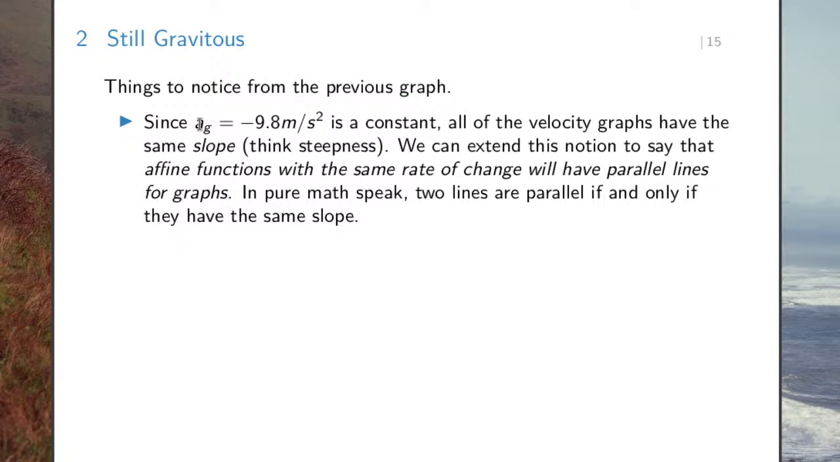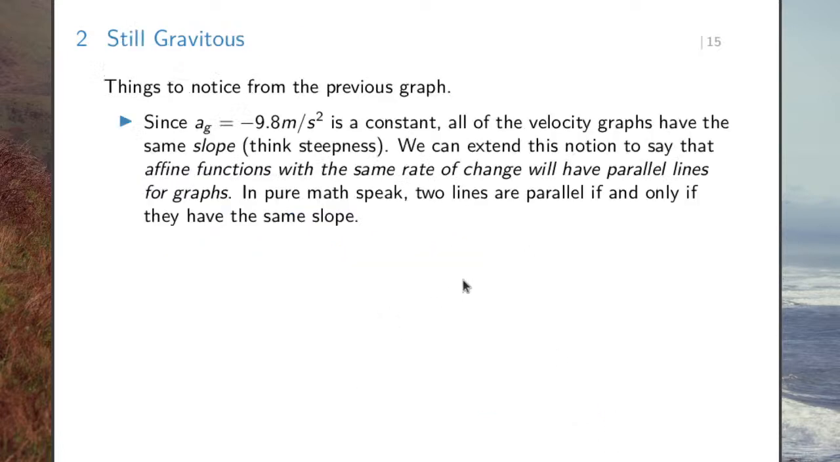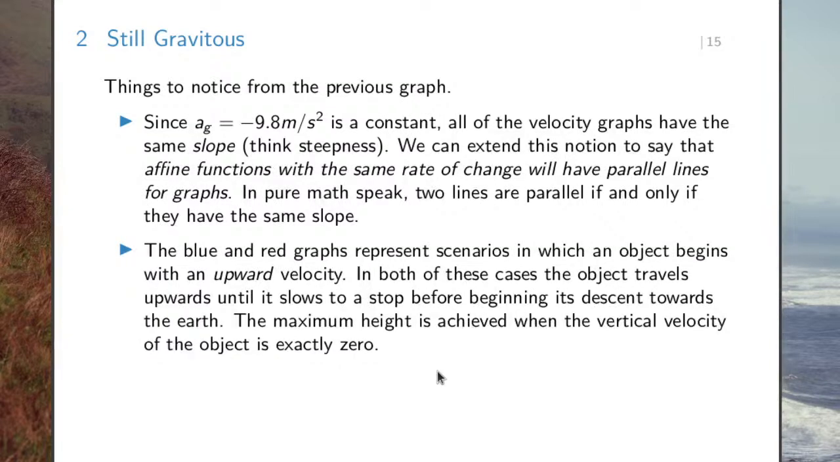And we can extend this notion to say that affine functions with the same rate of change will have parallel lines for graphs. So what this means is these lines are all parallel because these objects are all being acted on by the same constant of gravity. And another way to say that in mathing terms is that two lines are parallel if and only if they have the same slopes, right? The idea is that if they weren't changing at the same steepness, eventually they would run into each other. But since they're changing at the same rate, they shall always be forever apart.